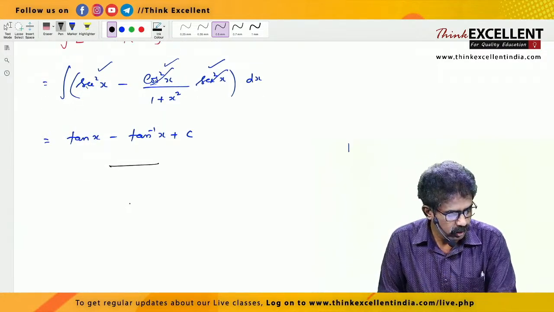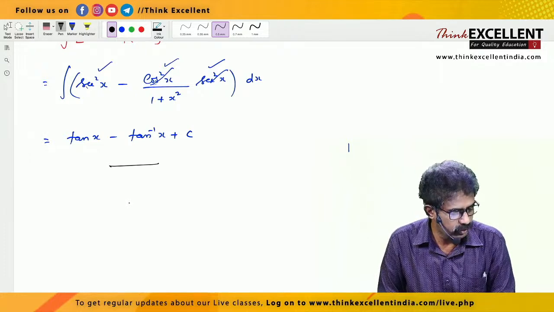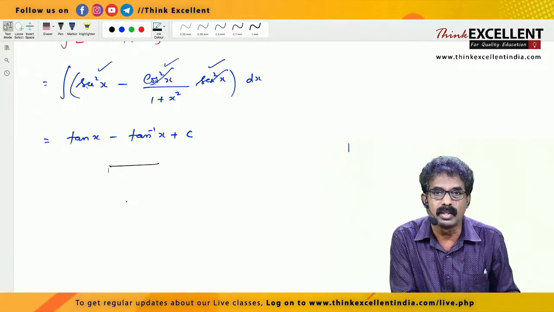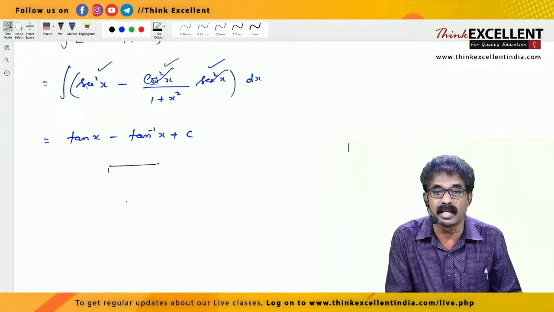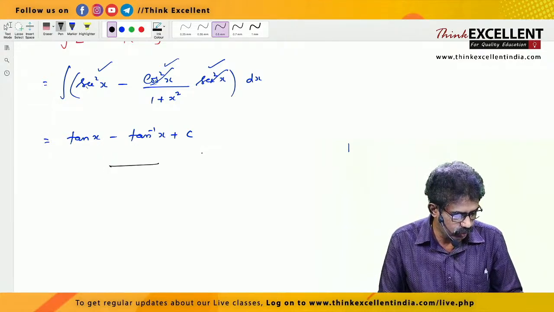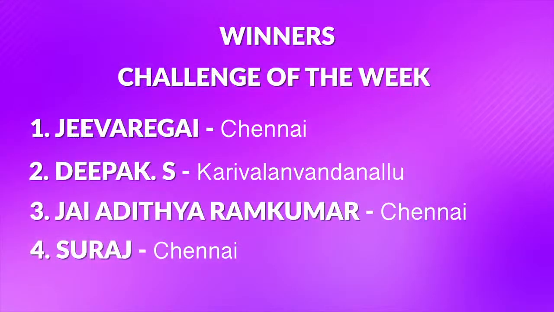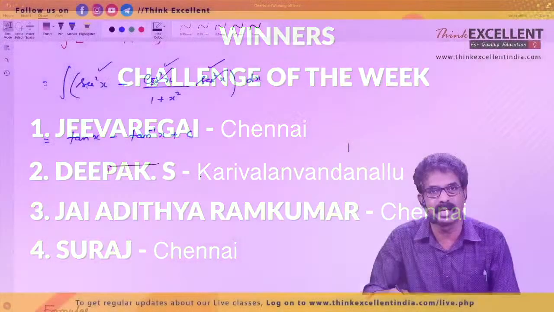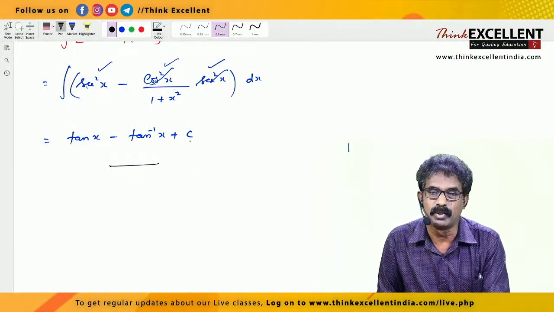Many students wrote the answers, but only a few students got the correct answer. So now let us see the students who got the correct answer last week. I congratulate the students Jeevaregai, Deepak S, Jay Aditya and Suraj. These students got both the sums correct. Congratulations, and let us see more students doing well next time.